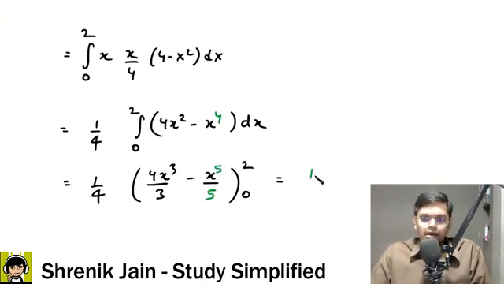So now, upper limit minus lower limit, 16 by 15 you will get, which is 1.067.